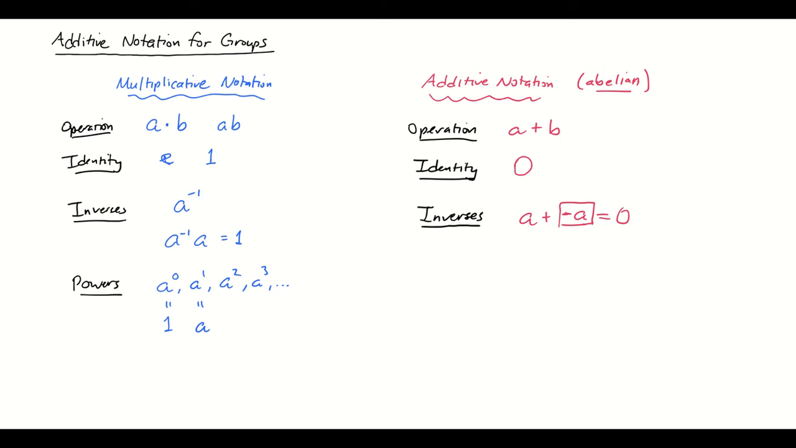And then finally, what about powers? Now this is the tricky part because we defined exponents for a group to be the result of composing numerous copies of the same element under the group operation. So what does that look like over here? Because it's not going to look like powers anymore. It's going to look like what happens if I compose a bunch of A's under addition.